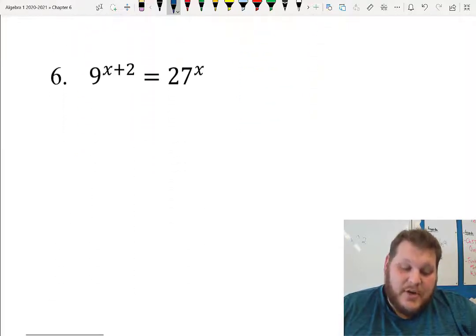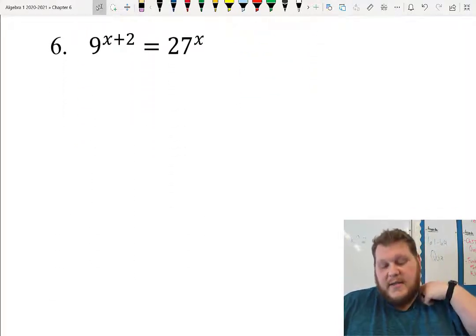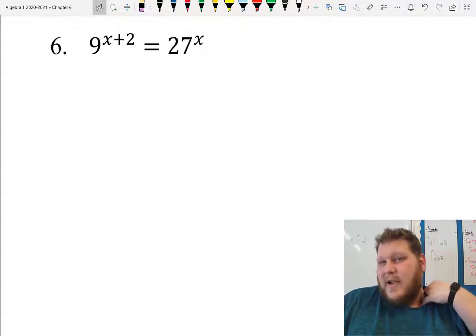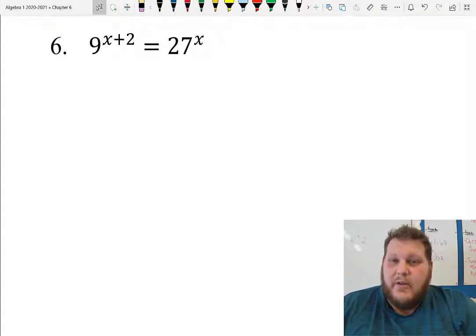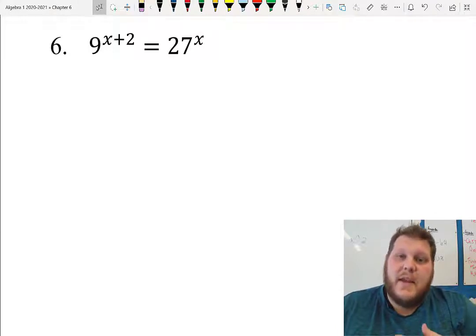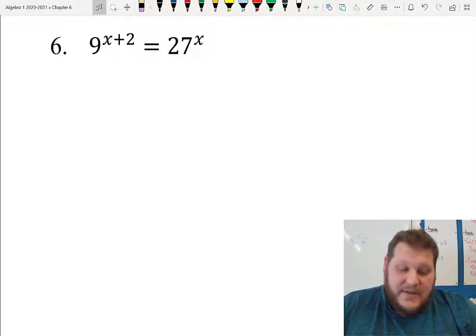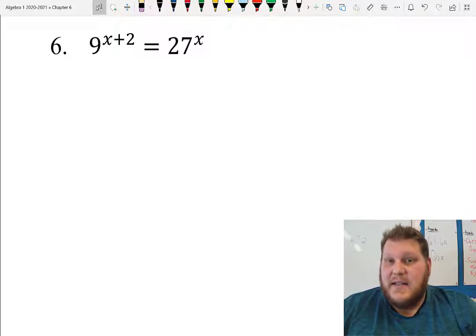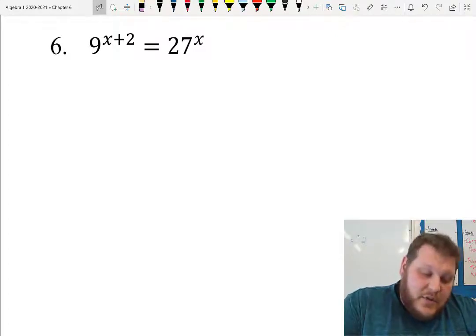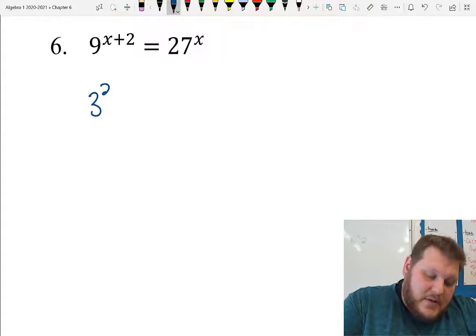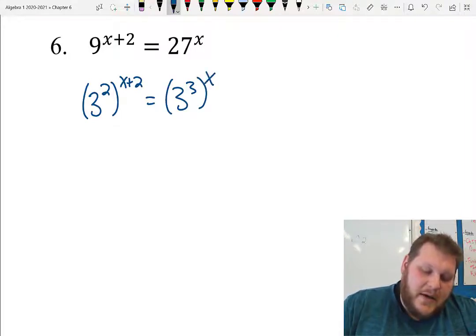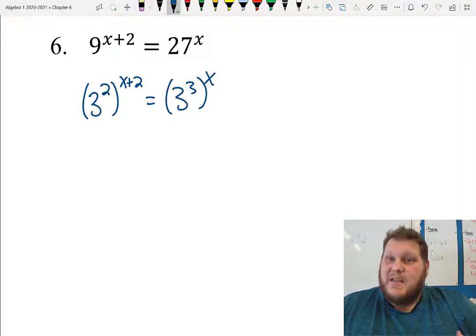Number 6 is extra tricky because if you're looking at this, 9 is the smaller one, so I usually try and focus in on that one first, to see if there's a way to rewrite my other base as that base. So in this case, I'm trying to figure out if I can do 9 to some power to get 27, but I can't with this one. I have to rewrite both sides as a different base. So in this case, 3 squared is 9, to the x plus 2, equals 3 cubed to the x power, and rewrite both sides as base 3.